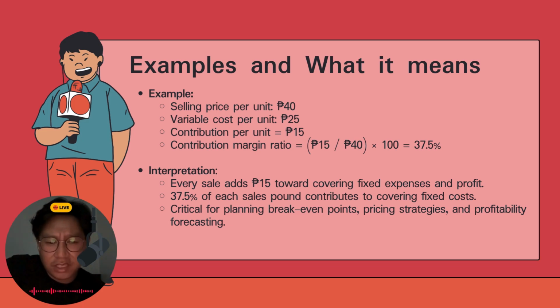It means that for every unit sold, 37.5% of the revenue helps cover fixed expenses and then generates profit. If we sell more units beyond our break-even point, that 15 pesos times the number of units becomes profit. These numbers give us the tools to make smart business choices, like how many units we need to sell to break even, or whether we can adjust pricing without losing money. With this clarity, managers can better forecast profits, price strategically, and make decisions that enhance the bottom line.